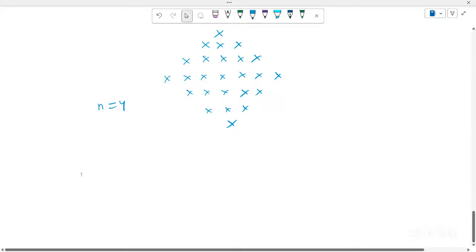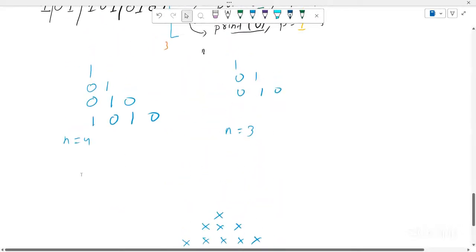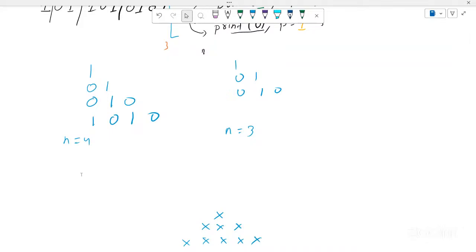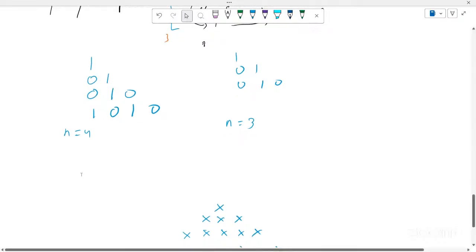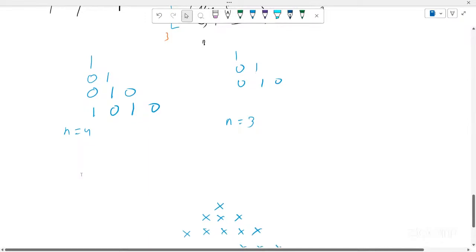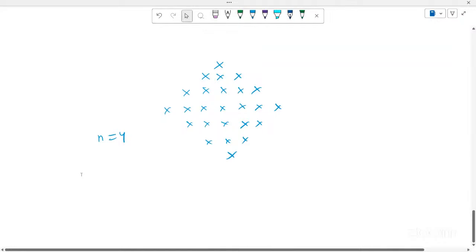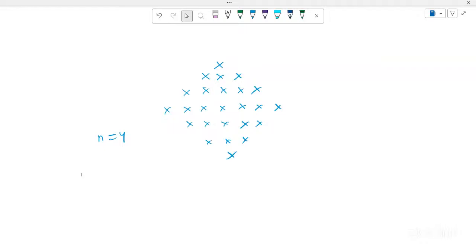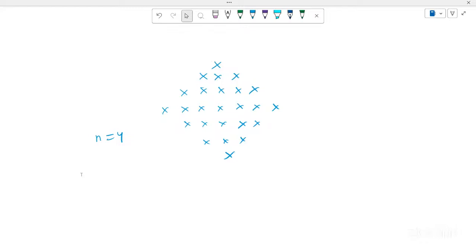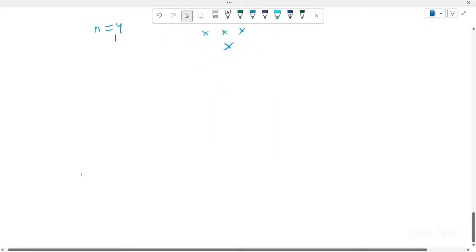Please take the screenshot of it. Can you take the screenshot of this one? If you're done, we can move forward. Done? Can you take the screenshot of this as well? Okay. So try printing this as well.